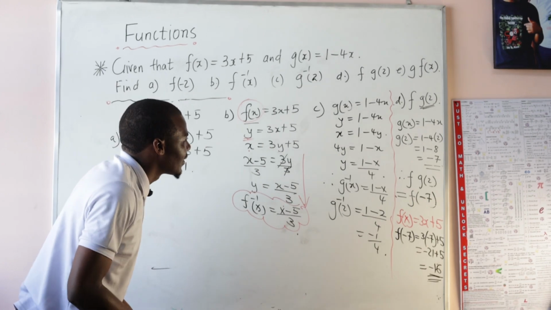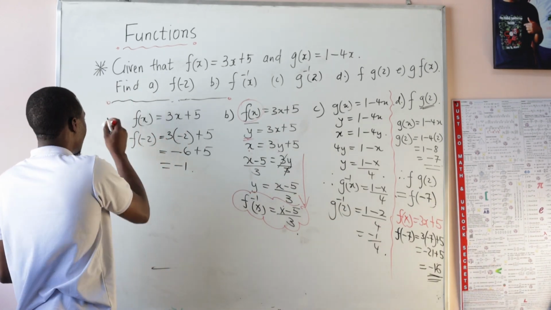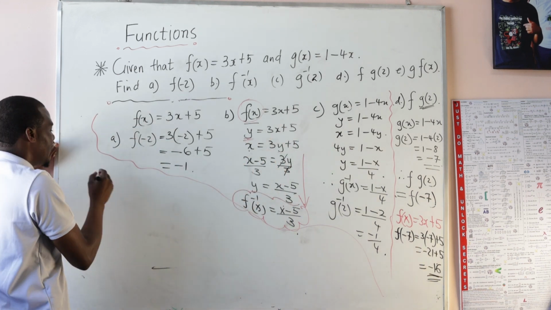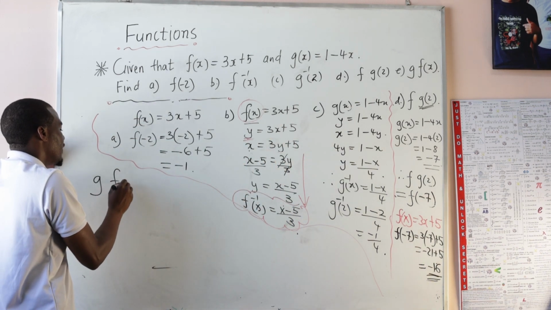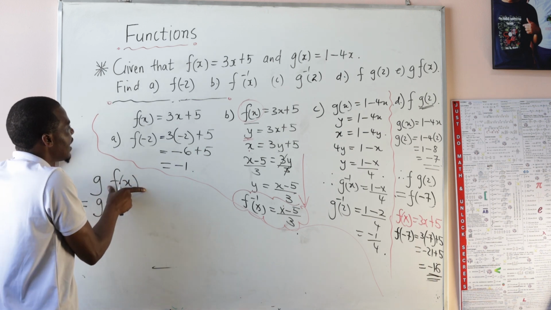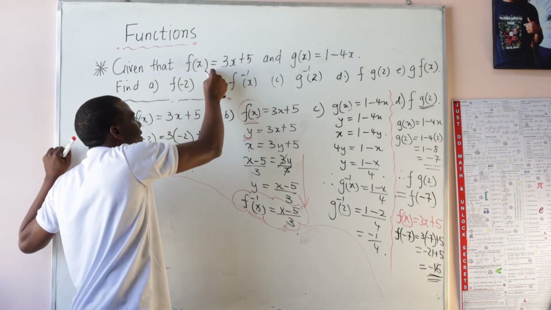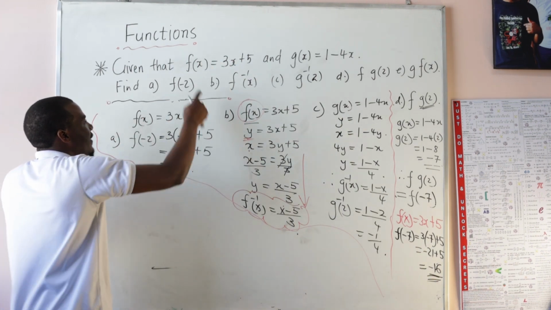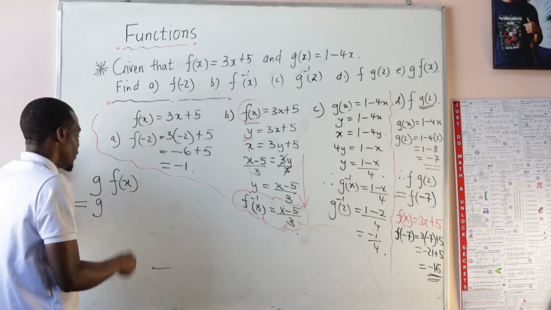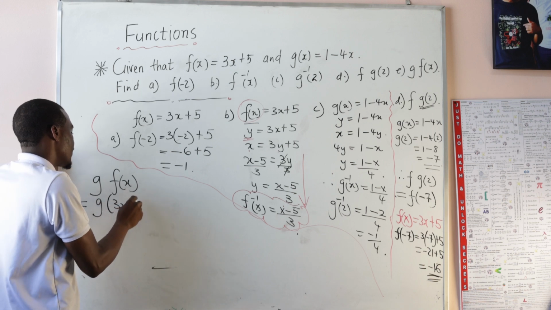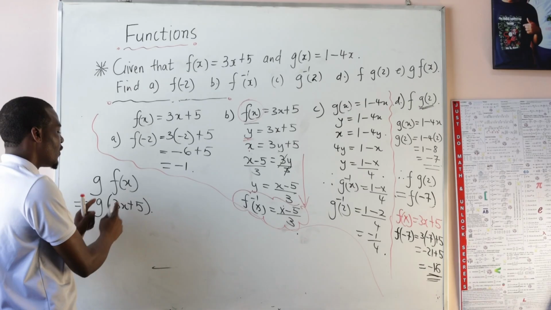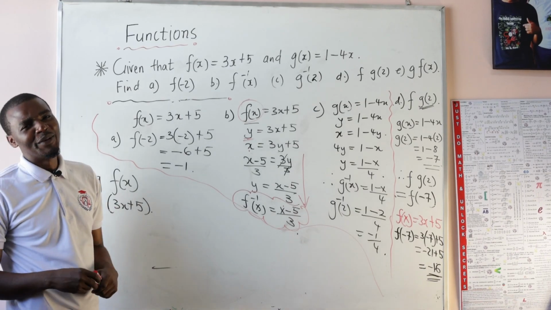Quite interesting. Let's take a closer look at the last problem. The last problem is written g of f of x. So this is equal to, if I keep this as g, who is f of x? Here I'm saying f of x is 3x plus 5. So wherever there's f of x, I can replace it with 3x plus 5 because the two are the same, they are equal. So you read this problem now as g of what? Of 3x plus 5.